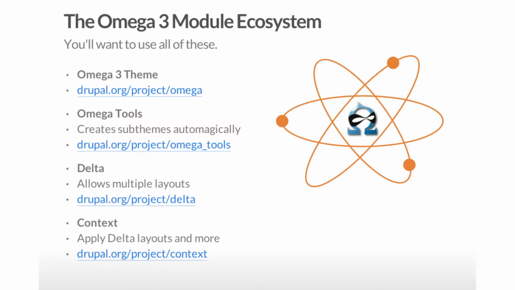So using Omega, you're going to want a certain suite of modules to really get the full experience. You want the Omega 3 theme. You want the Omega tools, which makes your sub-themes automatically. And Delta and Contexts, which lets you make multiple layouts and have them apply to different parts of the site. And that's like the really powerful thing in there.